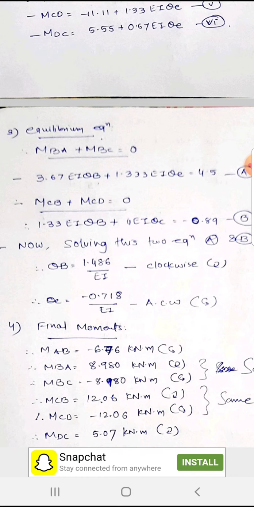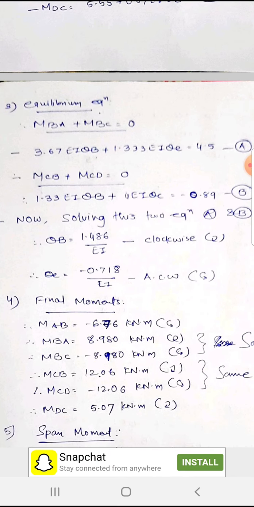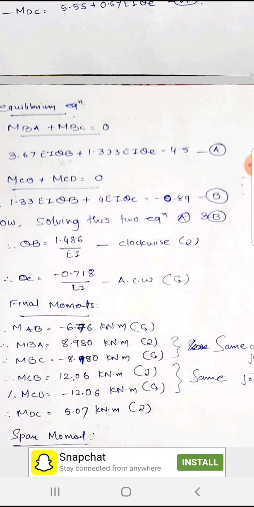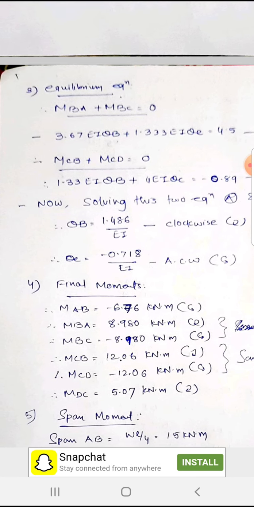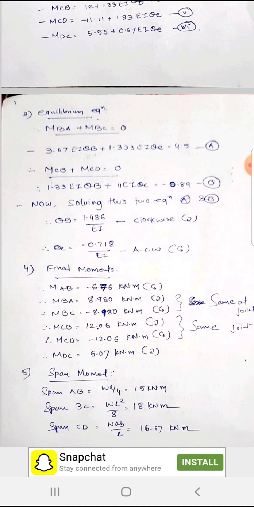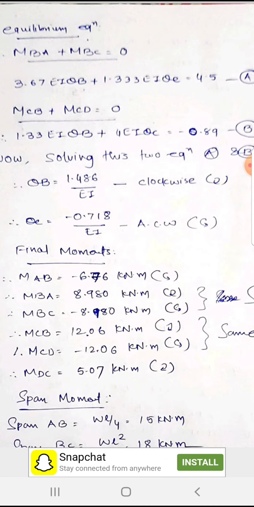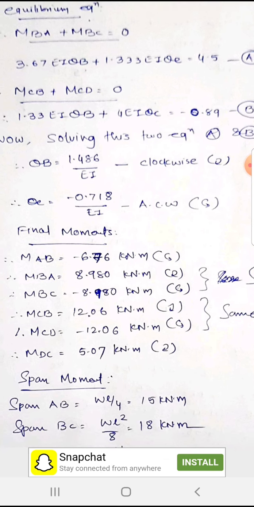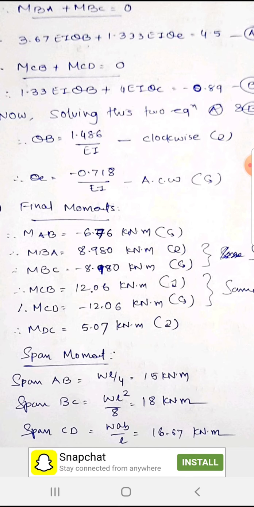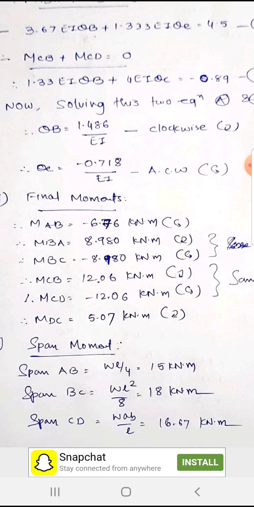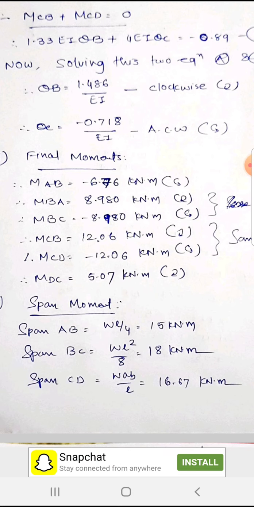And the second equilibrium equation is moment from C to B plus moment from C to D is 0. We get the equation 1.33 EI theta B plus 4 EI theta C is equal to minus 0.89, and it is indicated by equation 2. Now we can solve these two equations and get the unknowns theta B and theta C. Theta B is clockwise and theta C is negative, that's why it is anti-clockwise. Now put these two unknowns in our step number 2, and we can get the final moments at the supports.